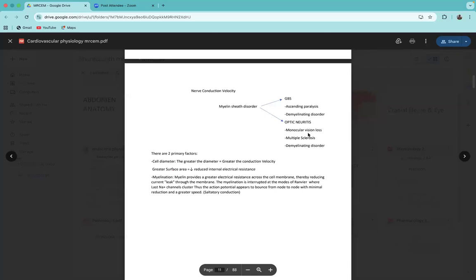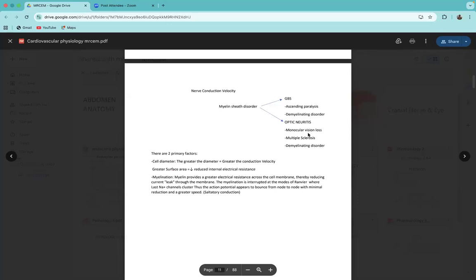There are basically two primary factors: the cell diameter and the cell surface area. In case of more diameter, you can think of it as a big water pipe, right? If there is a bigger diameter of the pipe, a large amount of water can pass through that pipe, but if the diameter of the tube is smaller, a smaller amount of water can pass through at the same time. So the cell diameter is important for the conduction velocity. The greater the diameter, the greater the conduction velocity.